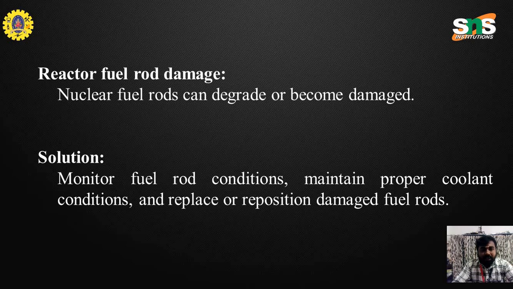Another issue is reactor fuel rod damage. The fuel rod is made up of boron and cadmium. The nuclear fuel rod can decrease or become damaged. Due to these issues, the nuclear power plant can also be damaged. To prevent these issues, the solution is given here: monitor the fuel rod conditions, maintain proper cooling conditions, and replace or restore the damaged fuel rods.